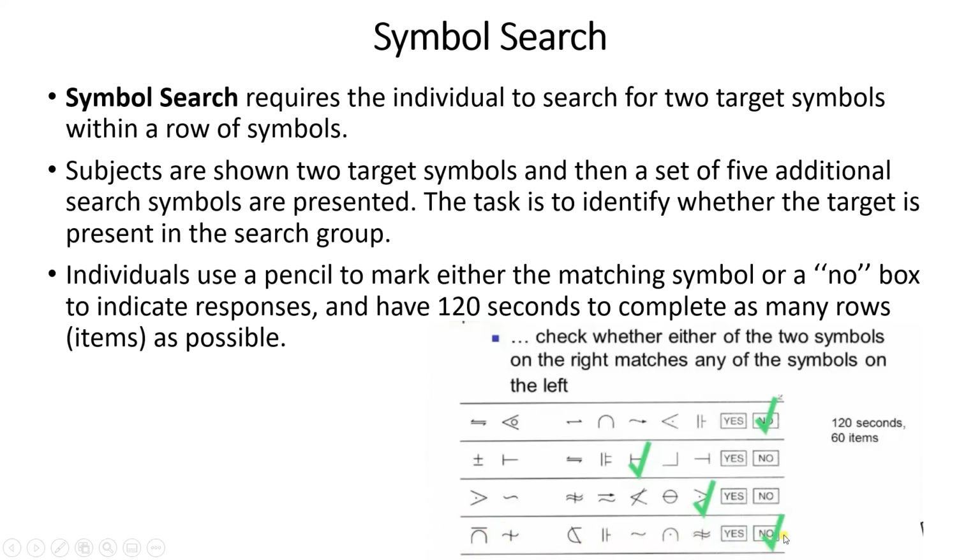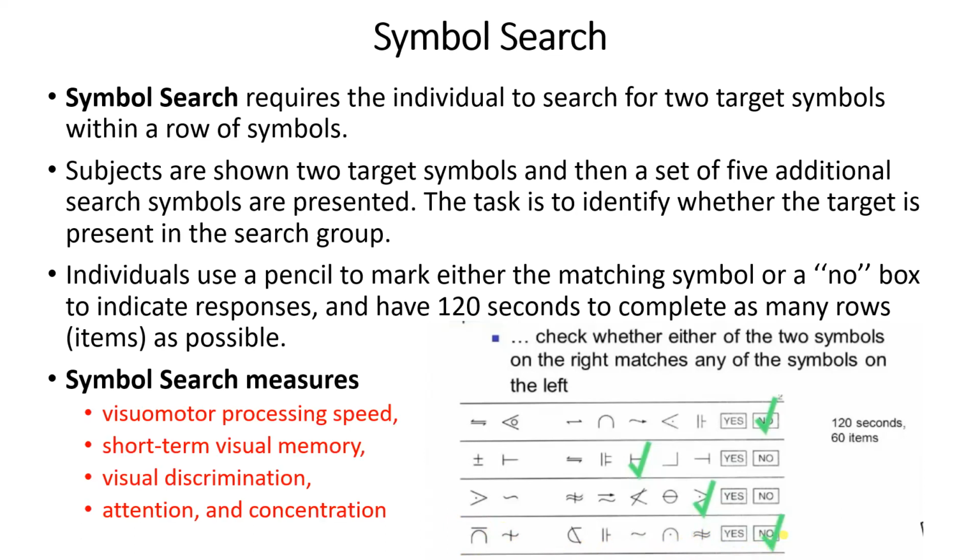So this is the symbol search task. The participants are provided with two target symbols in a row, kept on the right side, and towards their left there are five symbols. They have to search the symbols and tick them if they are present, otherwise tick the no box, and they have to do as many rows as possible within 120 seconds.